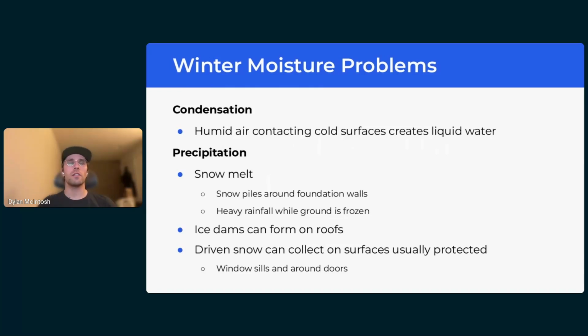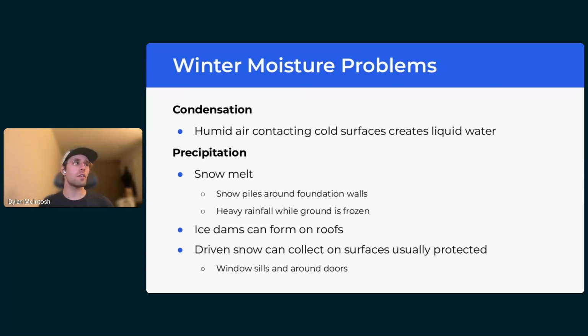What condensation is, is when humid, damp air meets a cool surface, the moisture, the water vapor that's in the air, condenses down into liquid water onto those cooler surfaces. So these could be around windows, exterior walls, any number of places where the surface of the wall is below the dew point temperature, causing that water to condense.